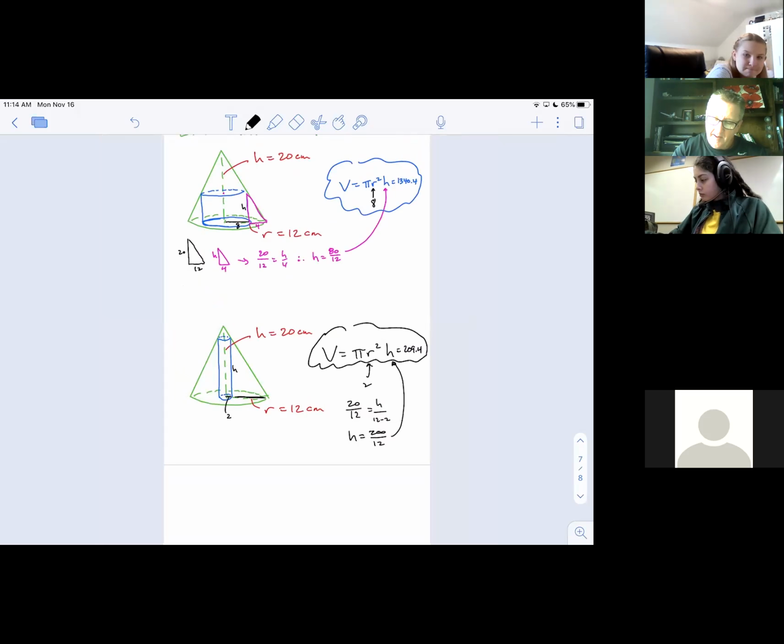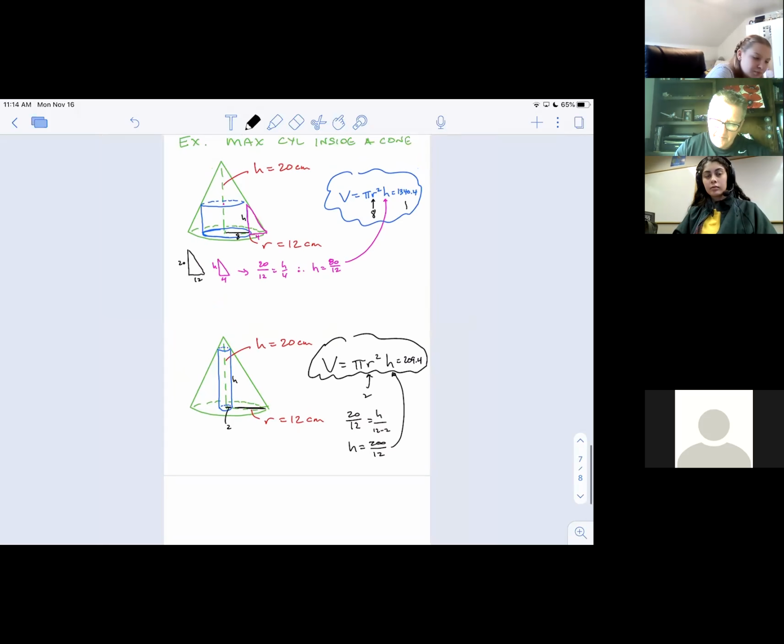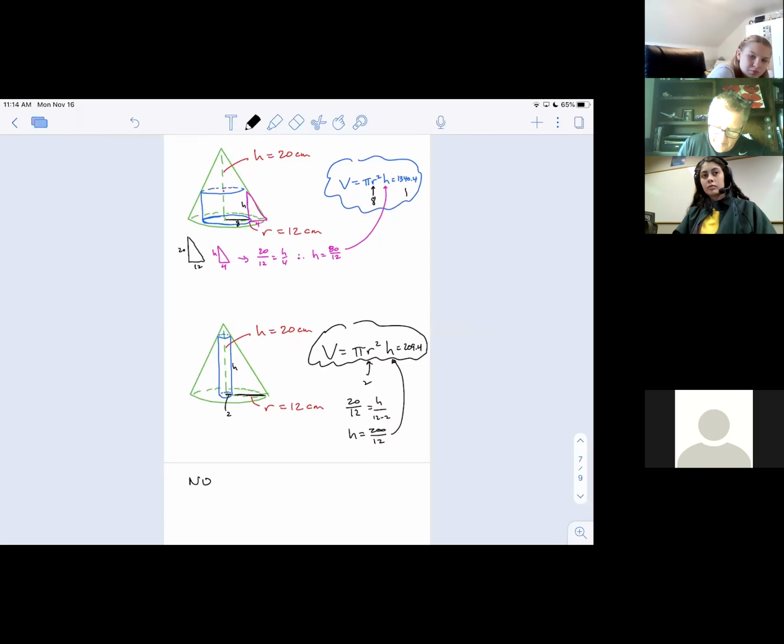Which is way less. I mean, that was 1300. So that was terrible. That was a terrible choice that I made, a terrible guess, if you will. But the question is, now could we actually just write an equation for this? Could we just not guess?